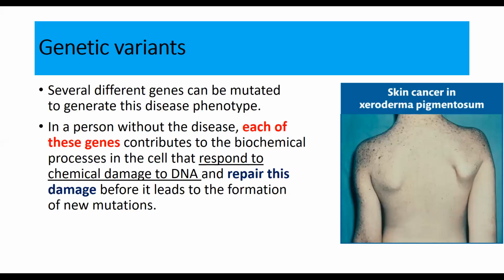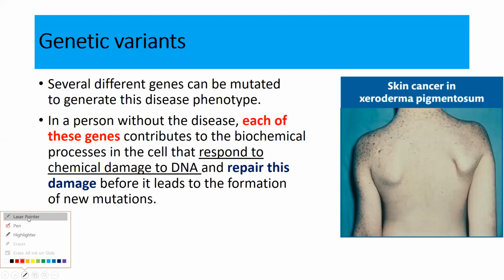So here is a figure of a patient who is suffering from skin cancer named xeroderma pigmentosum. In this cancer, there appear some outgrowths or freckle-like shapes on the skin of the patient. There are several different genes which can be mutated to give rise to this disease. If a person is without this disease, it means all those genes are working normally.